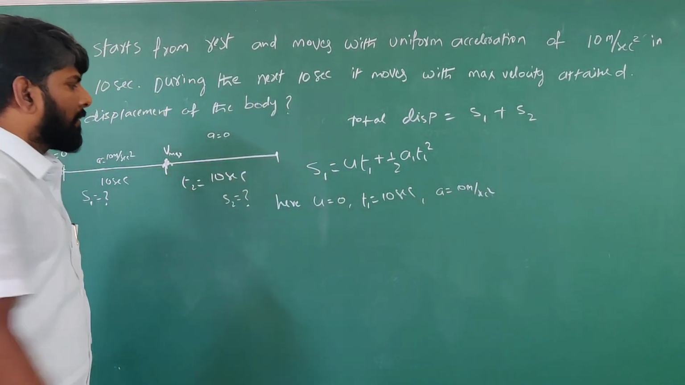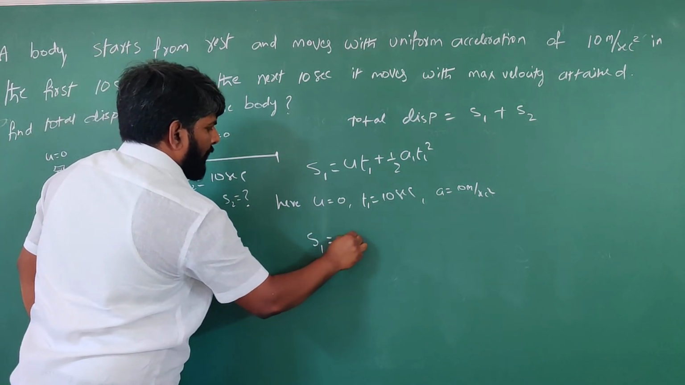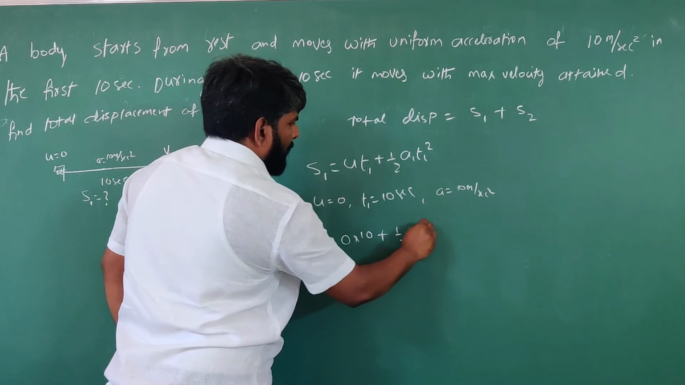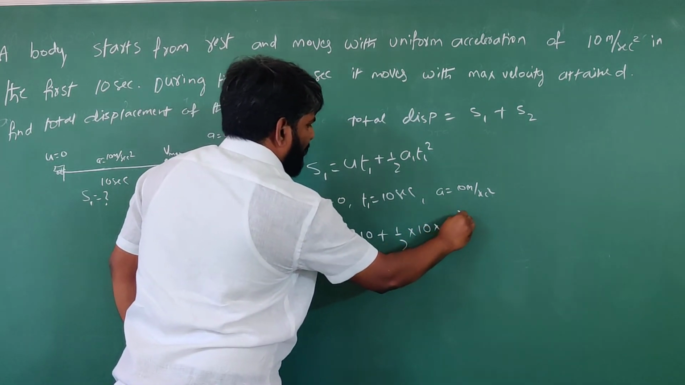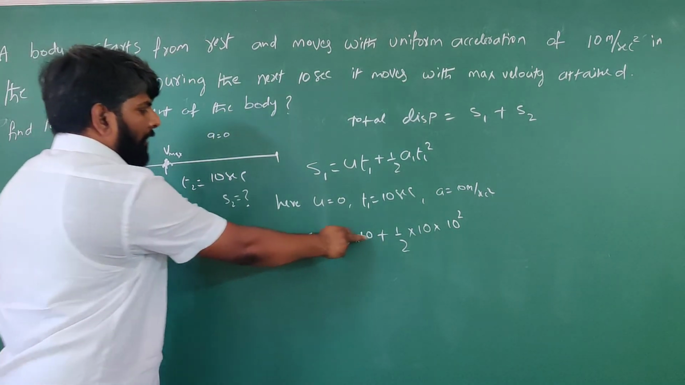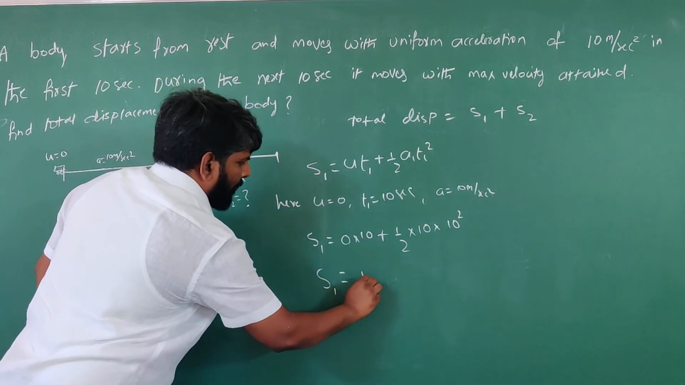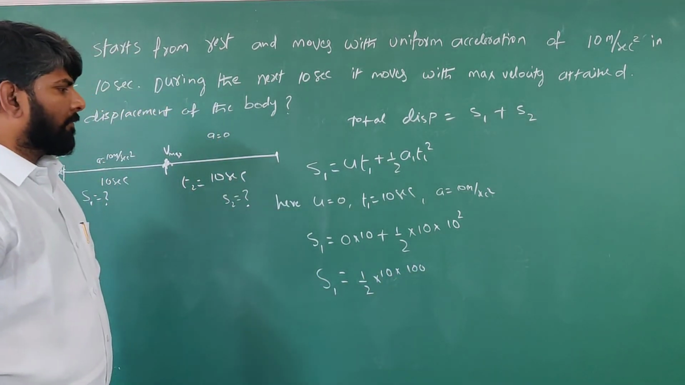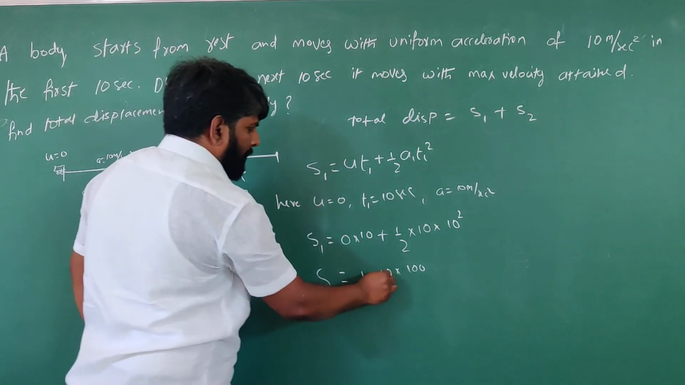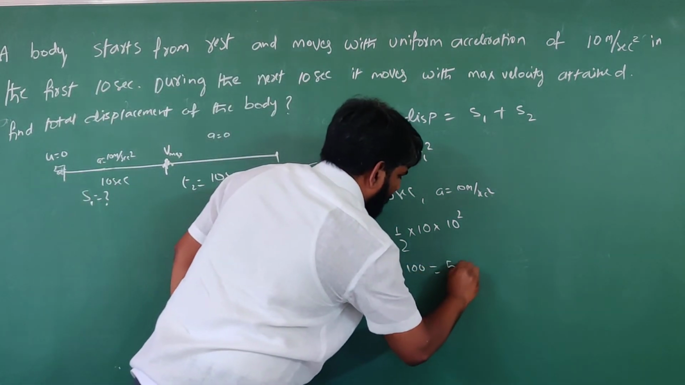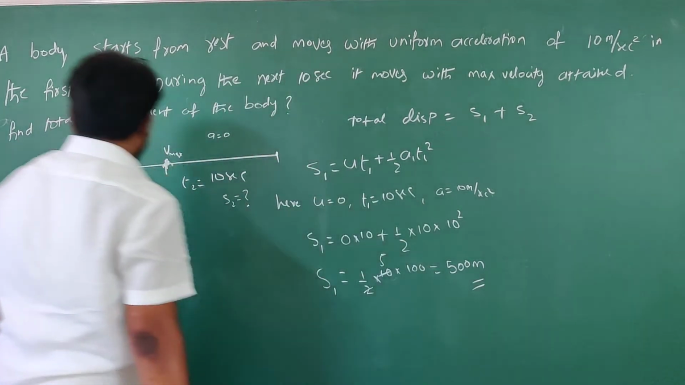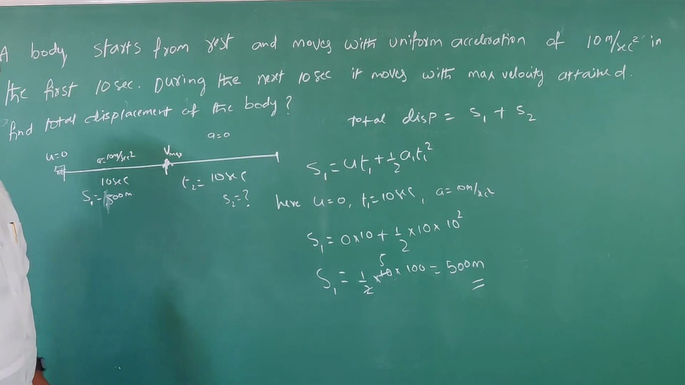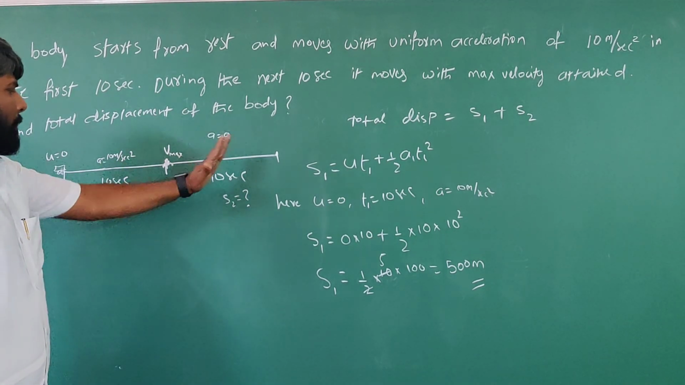Just substitute these values: S1 equal to 0 into 10 plus half into 10 into T1 square, which means 10 square. 0 into 10 is 0. What is remaining? Half into 10 into 10 square, which means 100. Half of 10 is 5, so 5 into 100, 500 meters. So S1 is equal to 500 meters. That's it.